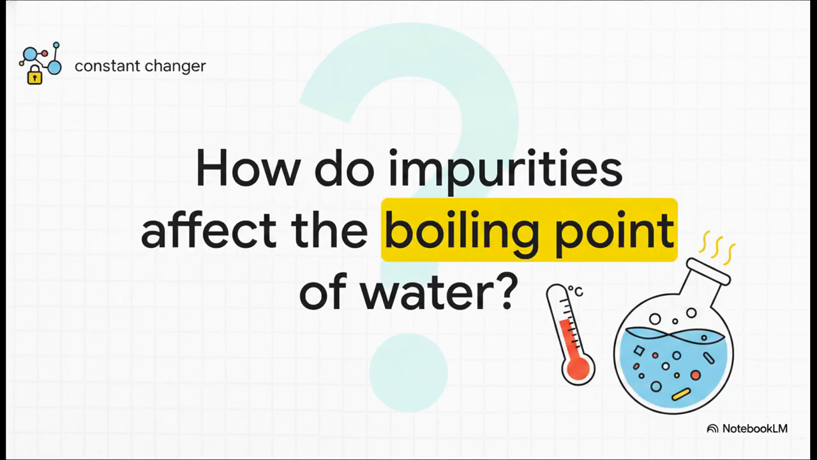Next MCQ, how do impurities affect the boiling point of water? Is it A, slightly increase it, B, slightly decrease it, C, they have no effect, or D, they make it zero? Remember our constant changer rule from just a few minutes ago? The correct answer is A. Impurities slightly increase the boiling point. Awesome job agar aapne sahi guess kiya.